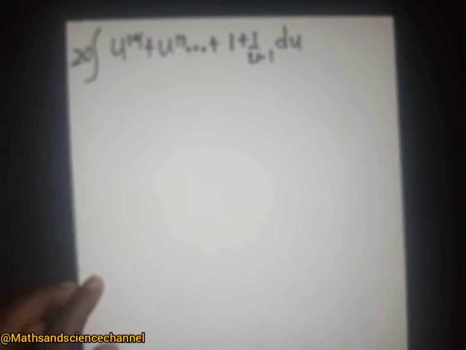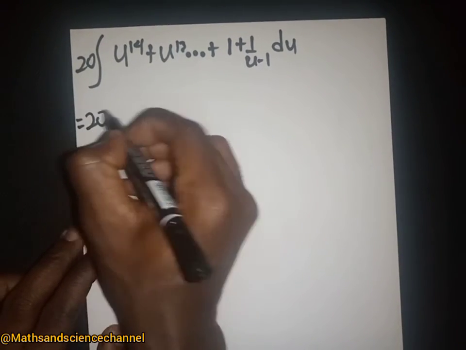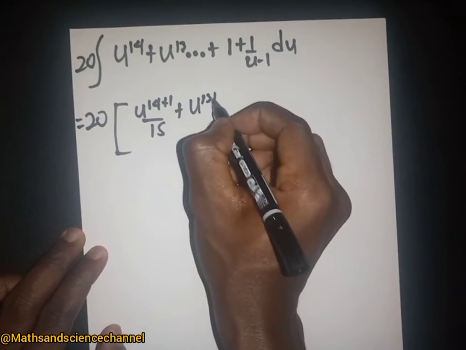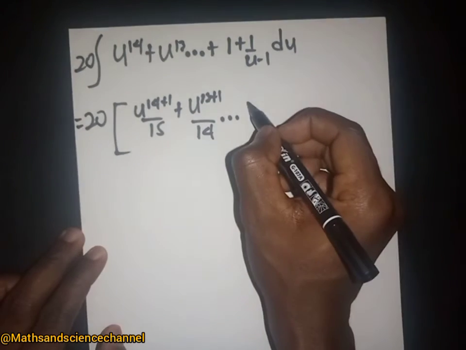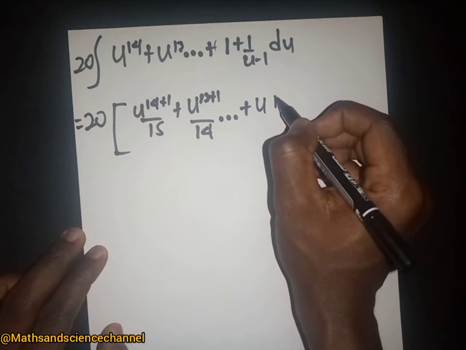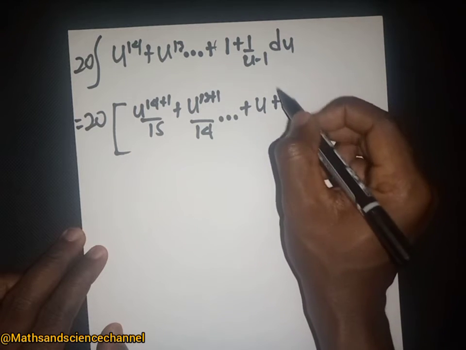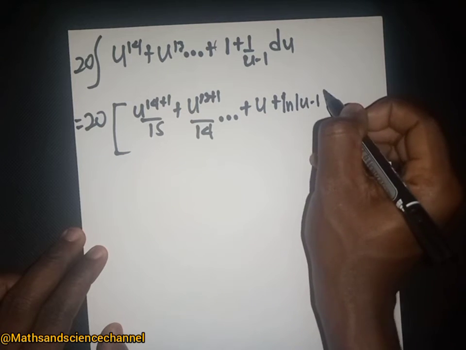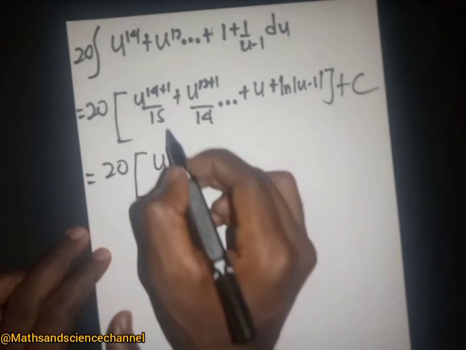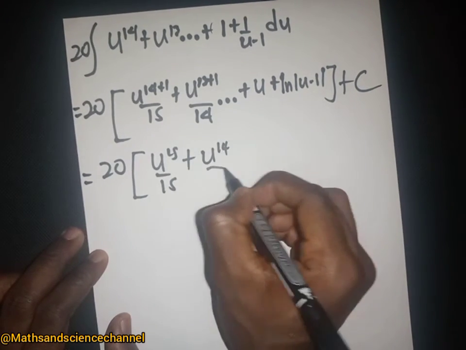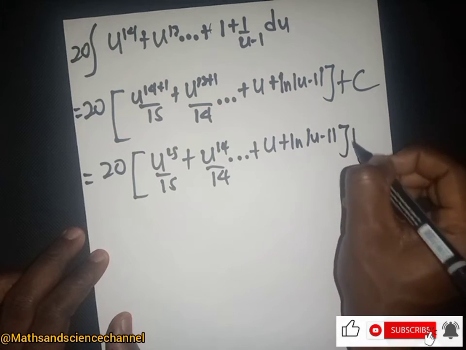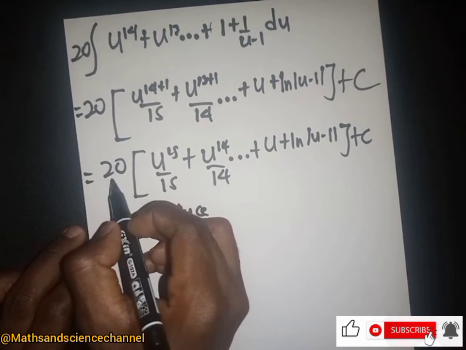So in integrating, we have 20 outside. Then over here, we just have u power 14 plus 1 divided by 15, then u power 13 plus 1 divided by 14. Then we can have the rest. Then over here, we just have this to be u, right? Then 1 over u minus 1 is just the ln of u minus 1, right? Then plus c, right? Okay, so let's further simplify this. So over here we have u power 15 divided by 15 plus u power 14 divided by 14. Then we just have u, then the ln of u minus 1, then plus c. So we can just multiply through by 20, we'll do that.